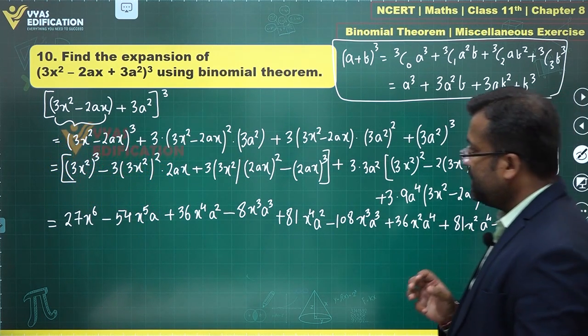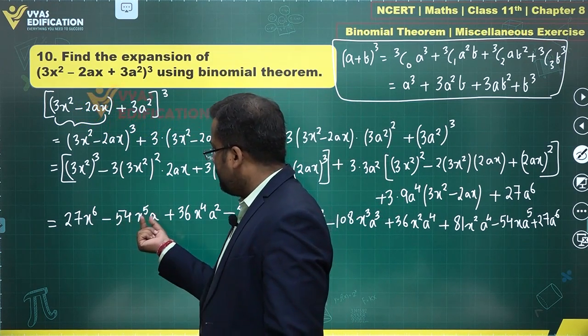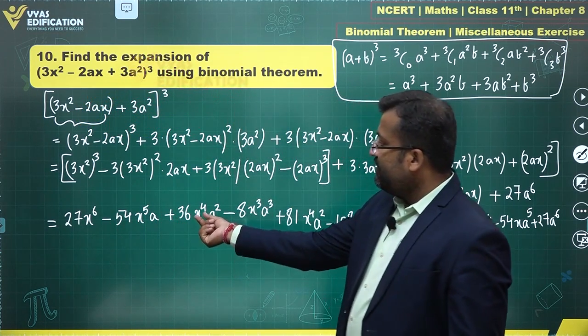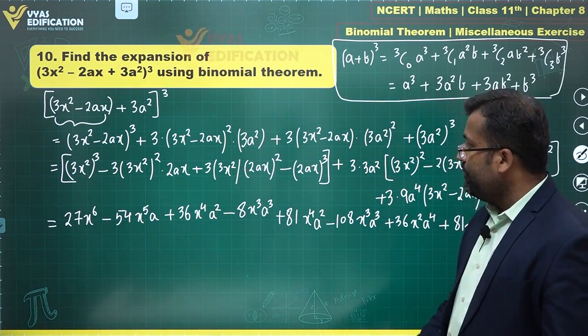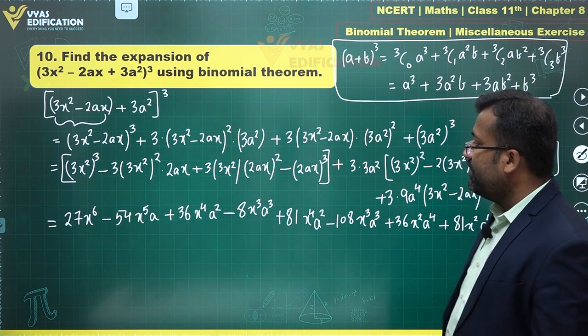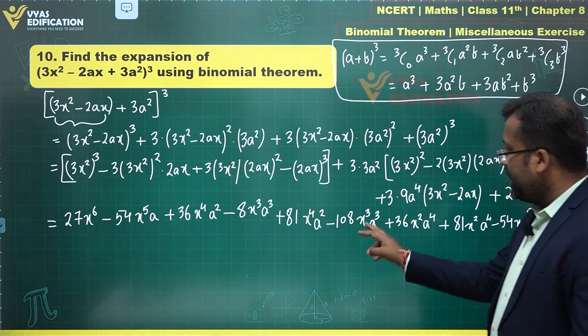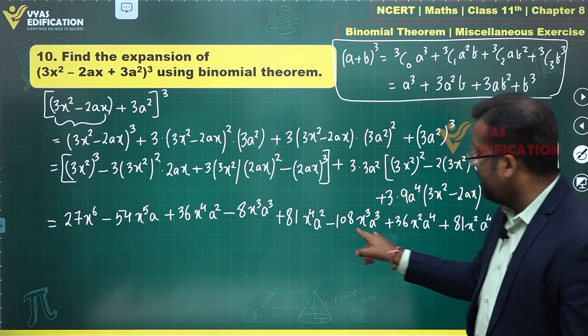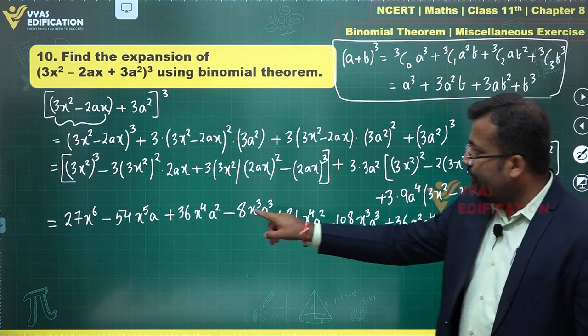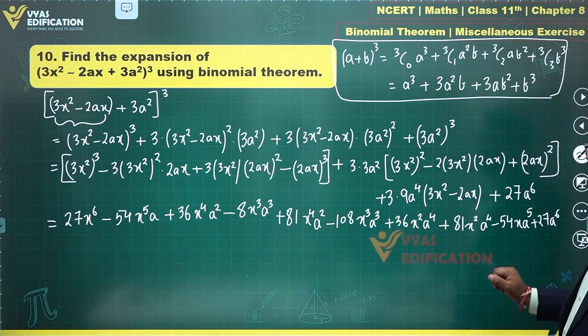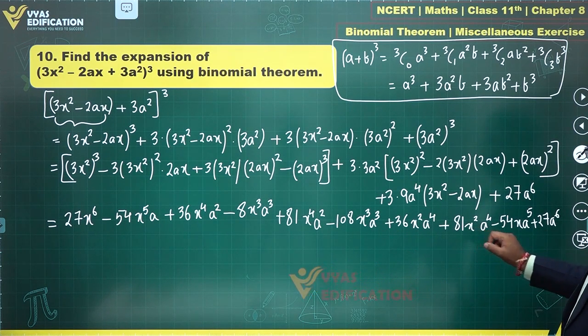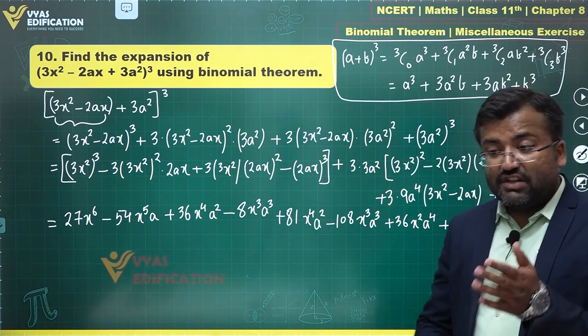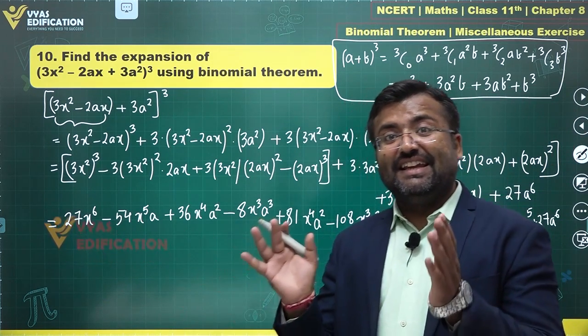What do we have? We have terms like x power 6. If there's x power 5, there's a power 1. If there's x power 4, there's a power 2. If there's x power 3, there's a power 3. Okay, there are similar terms: x square, a power 4, and x, a power 5 and a power 6. So if you observe, the powers of x and a add up to 6 in each term.